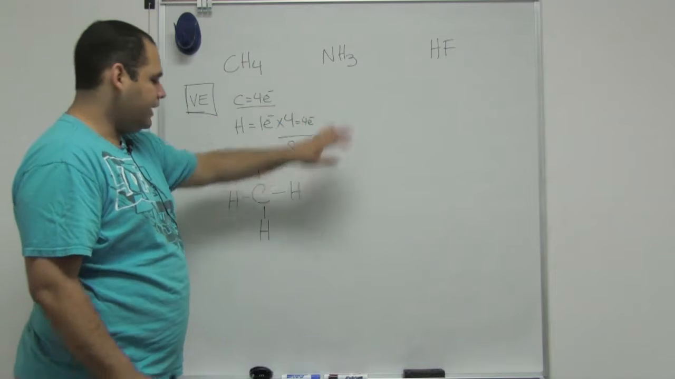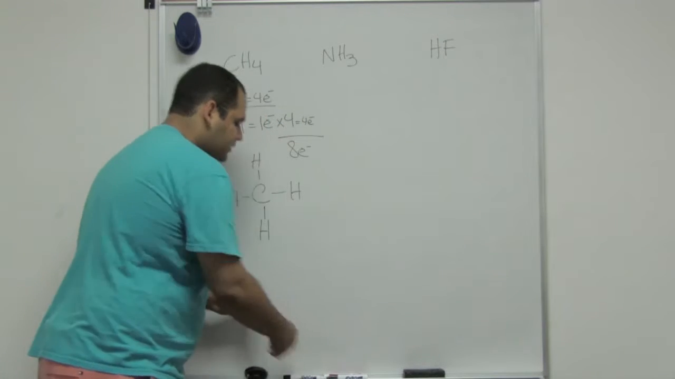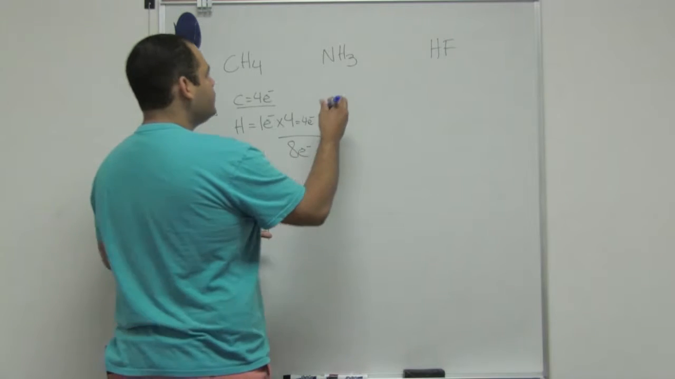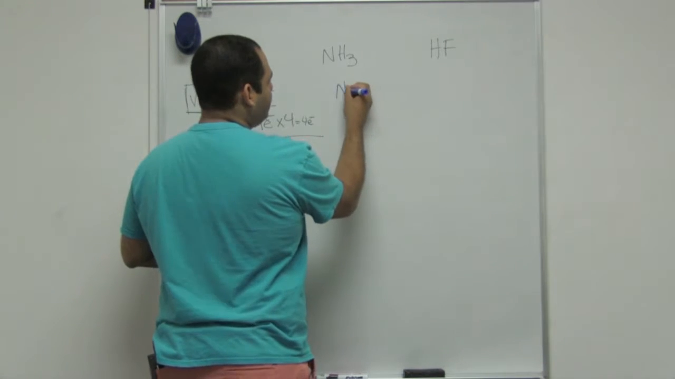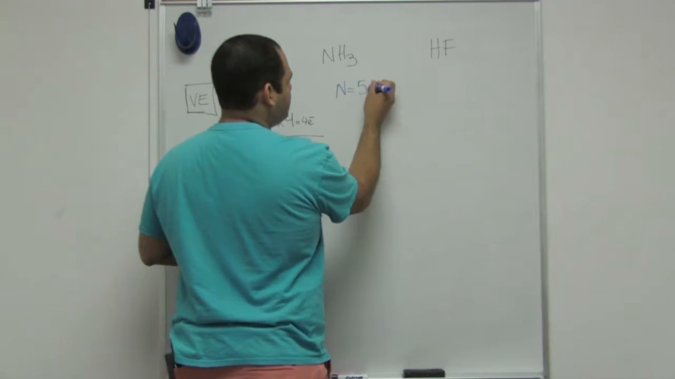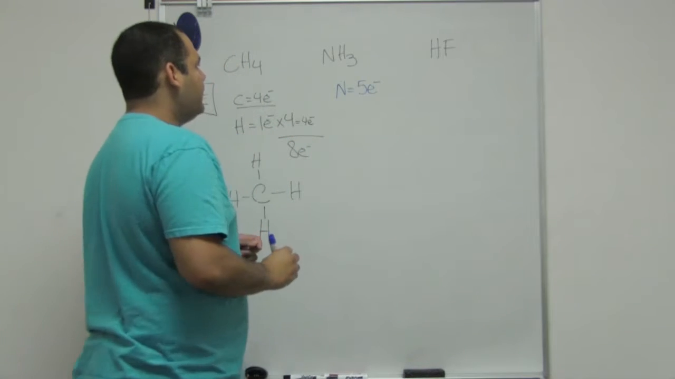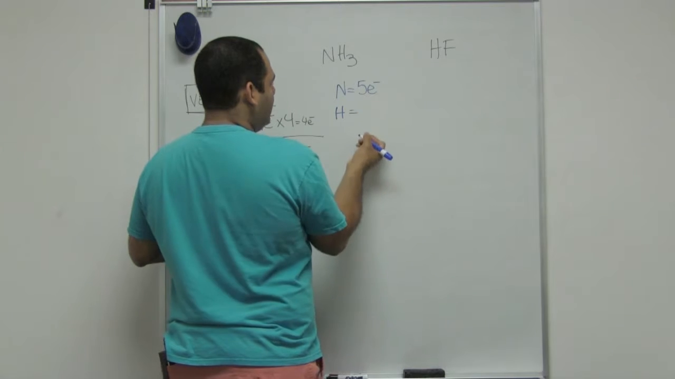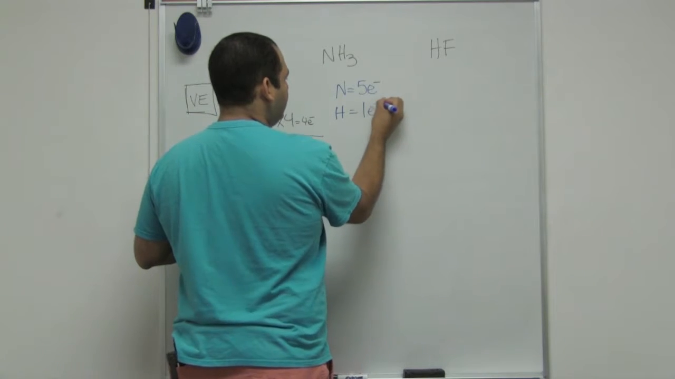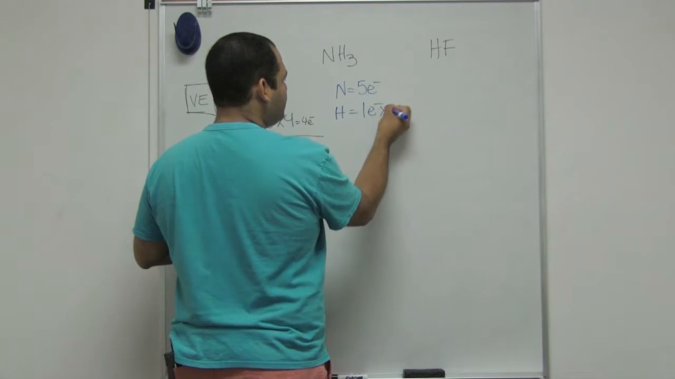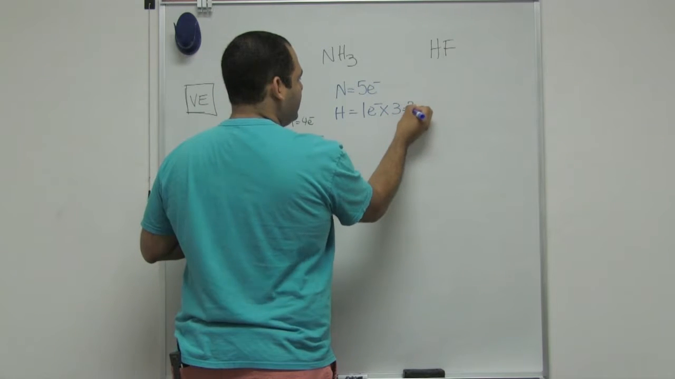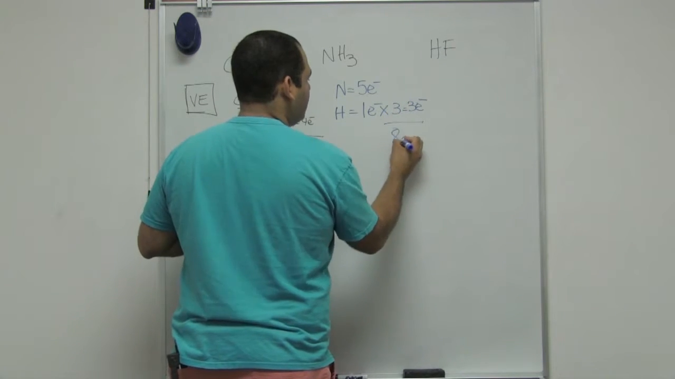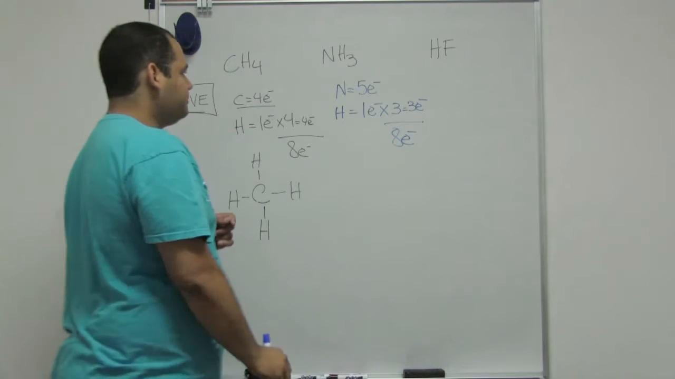Now let's look at NH3. I will change the color just to make it more visible. So nitrogen, I look at my periodic table and I know nitrogen has 5 valence electrons. And I know that hydrogen has 1 valence electron, but we have 3 hydrogens, so we times by 3, giving us 3 electrons, a total of 8 electrons.